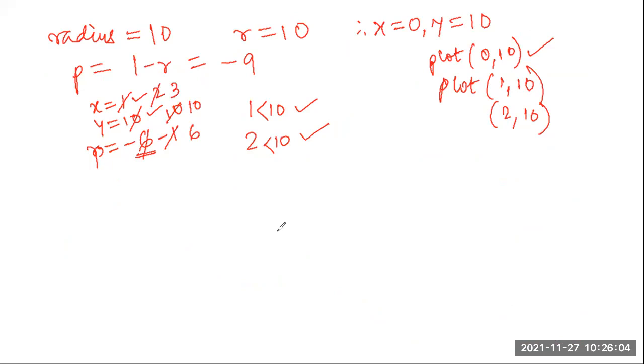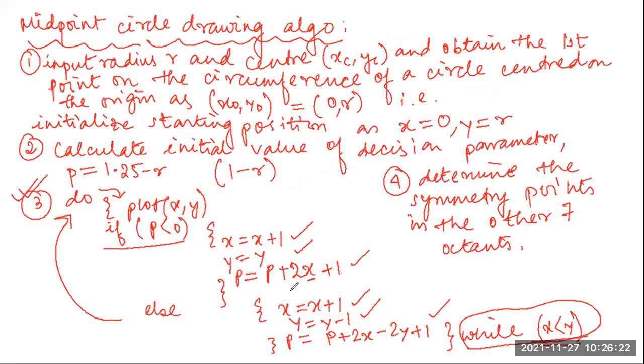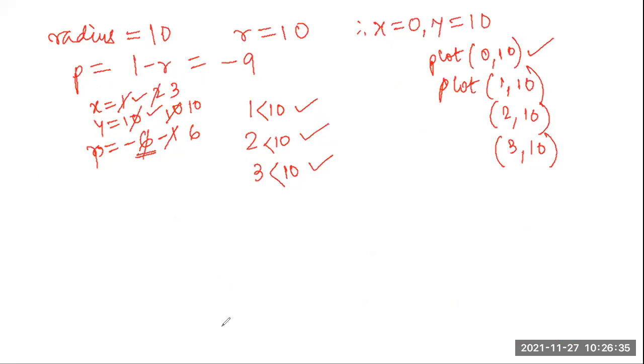Fine. So it's done. Again, I am checking. 3, is it lesser than 10? Yes, it is lesser. Again, I am going back to the front of the do and I am plotting 3 and 10. Now I will check the value of my p. Is it lesser than 0 or greater than 0? It's greater than 0. So if it is greater than 0, x will be incremented by 1. Y will be decremented by 1 and p will be updated again. So what will be the new value of x, y, and p?